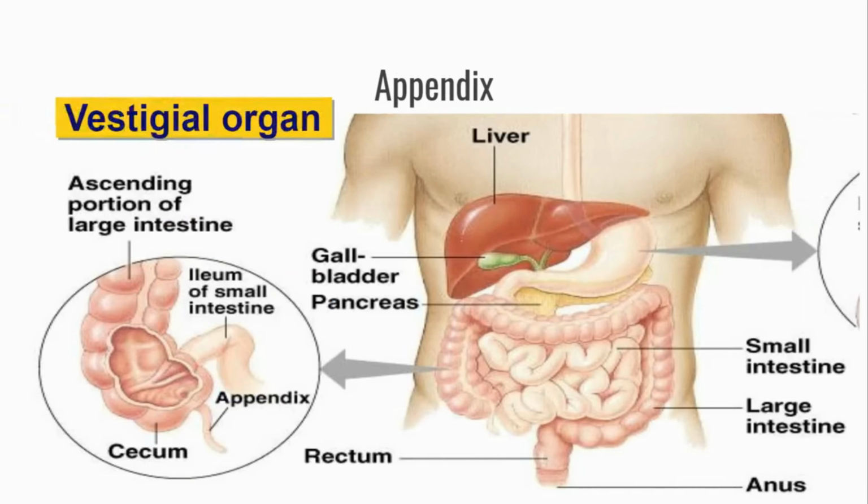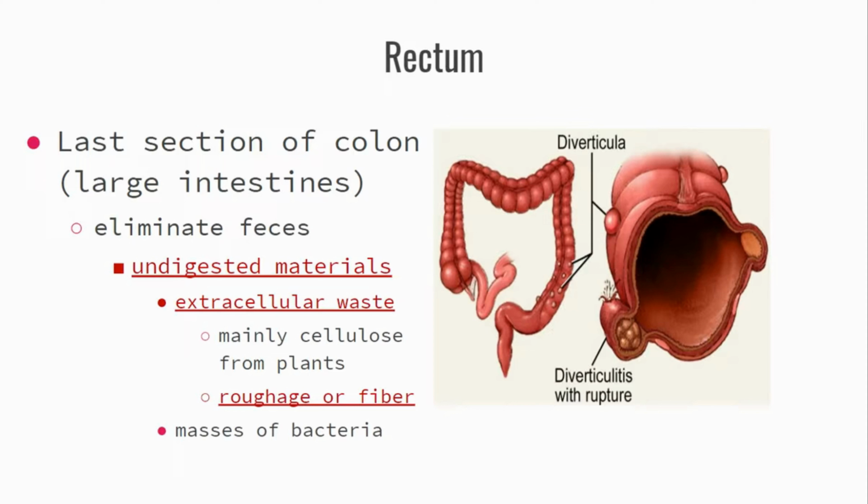The appendix is a vestigial organ. As you can see on the diagram there, that is the appendix, which is a vestigial organ that is an ascending portion of large intestine, with appendix attached immediately after the cecum.